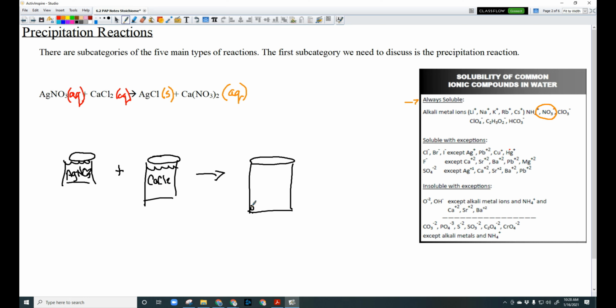I'm going to get down here in the bottom of this beaker, okay, it's going to form a solid. Okay, and down here in the bottom, you're going to see it's like powdery. This is going to be my solid silver chloride. Okay, and then up here in this solution, still dissolved in this liquid, is going to be my calcium nitrate. Okay? So that's what's happening.